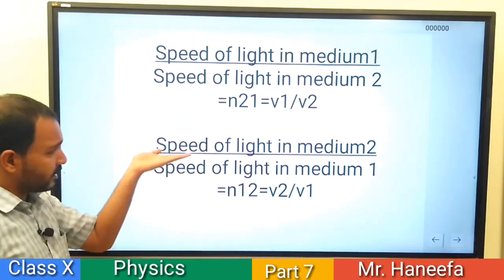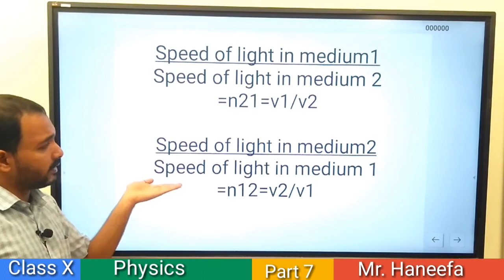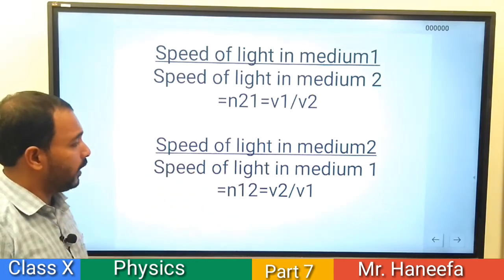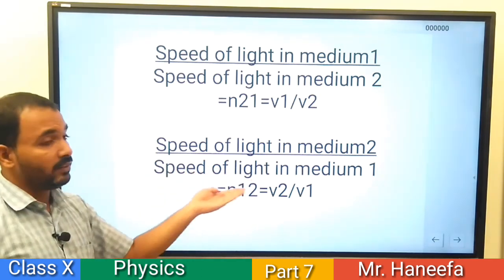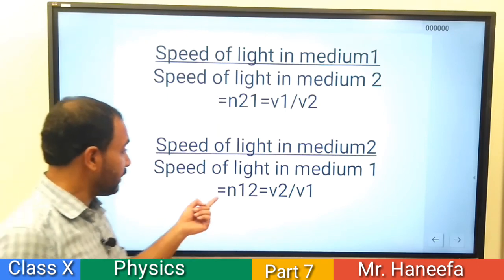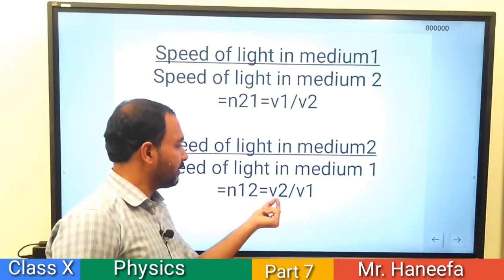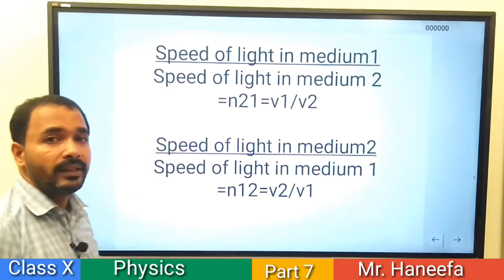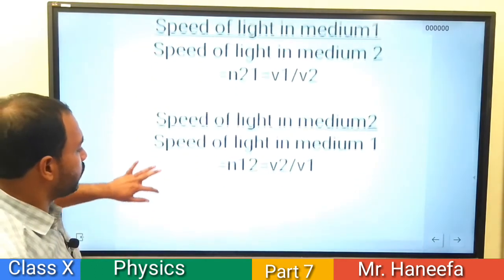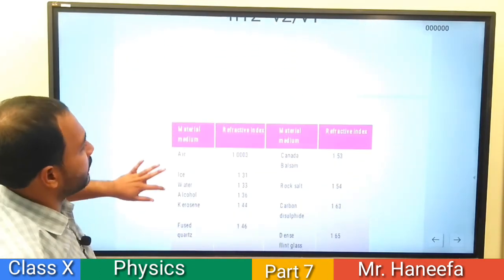In the second case, the speed of light in medium 2 divided by the speed of light in medium 1 is equal to N12. What is N12? The refractive index of the first medium with respect to the second medium, which is equal to V2 by V1. So this is about refractive index.